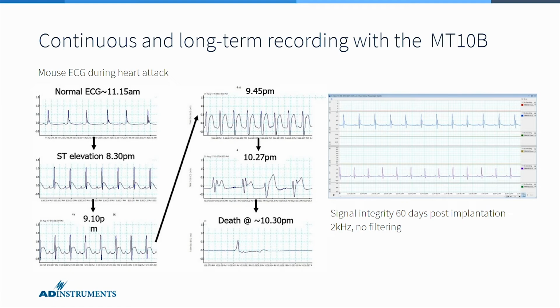In terms of long-term recording, you get really good signal integrity as well. So this is an example of 2 ECG waveforms recorded from different mice 60 days after implantation with no filtering, to show that the signal integrity is really good and data quality is still there after that time. And it's also possible to record longer than 60 days. This is an example, but certainly up to 90 days is possible, if not even longer.